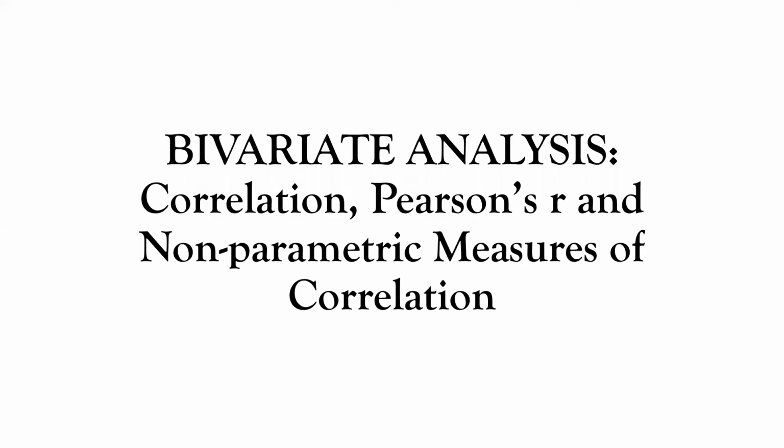Hello. So we continue our lessons in statistics, and now we move on to a new chapter, which is on bivariate analysis. And we will begin by introducing to you what is correlation and how it is done in social research. And we will show you how to conduct certain correlations using particular correlation coefficients, namely Pearson's correlation coefficient or R, and some other non-parametric measures of correlation.